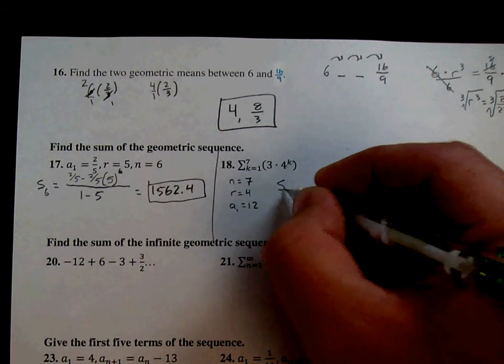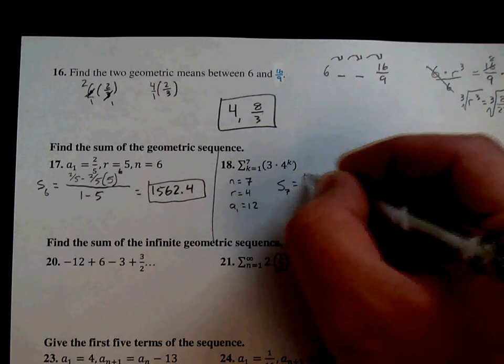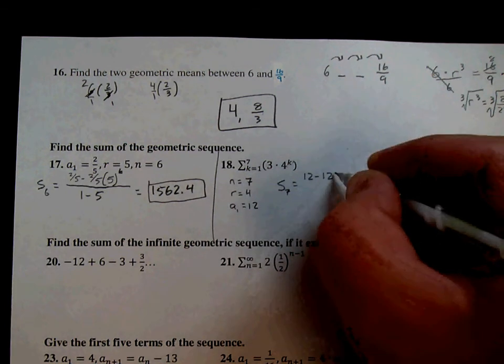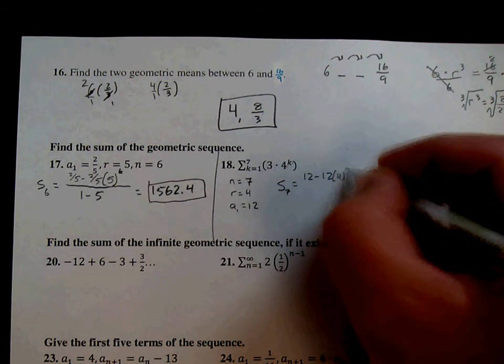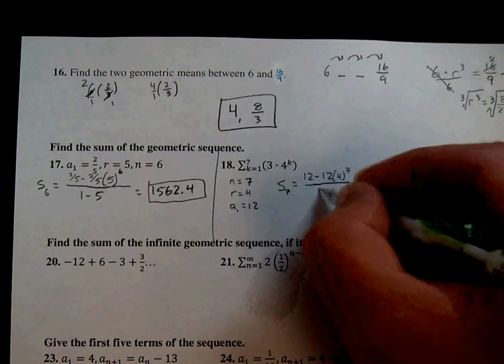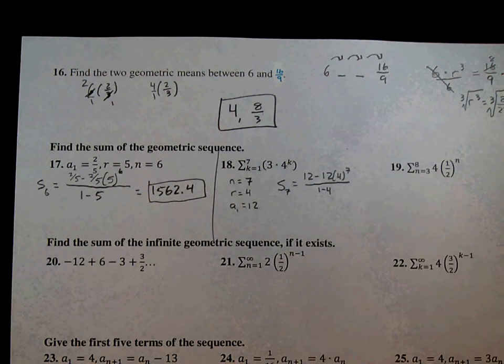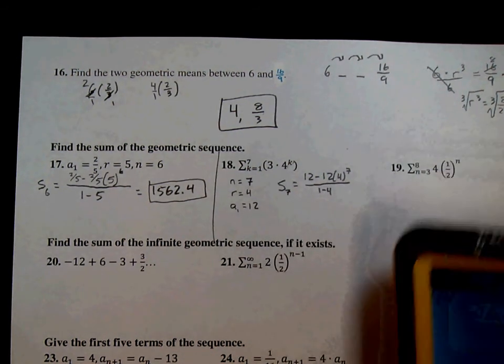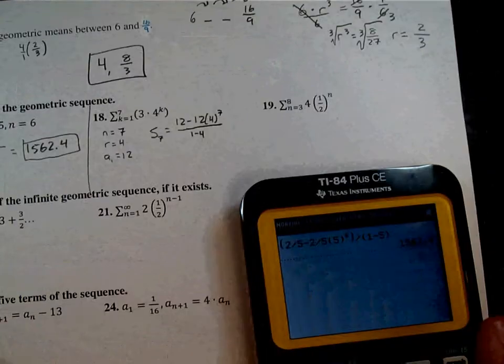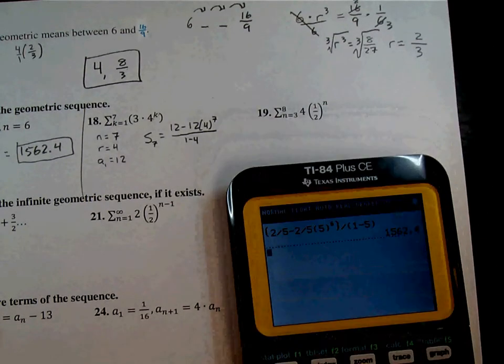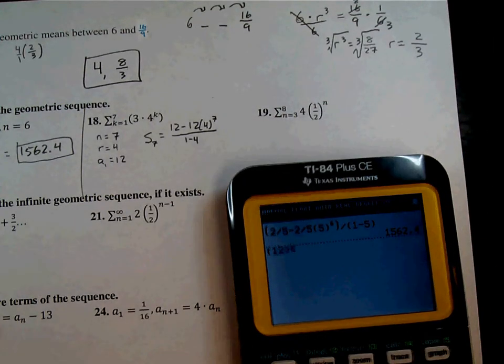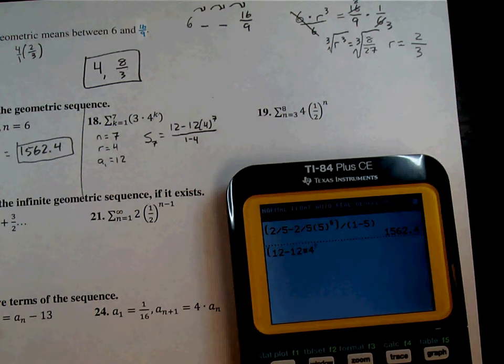So the sum of these 7 terms is equal to 12 minus 12 times 4 to the 7th over 1 minus 4. I'm guessing this is going to be a rather large number, so pull out the calculator. 12 minus 12 times 4 to the 7th, divided by -3. 65,532.